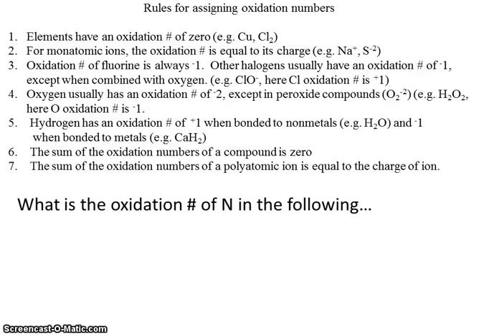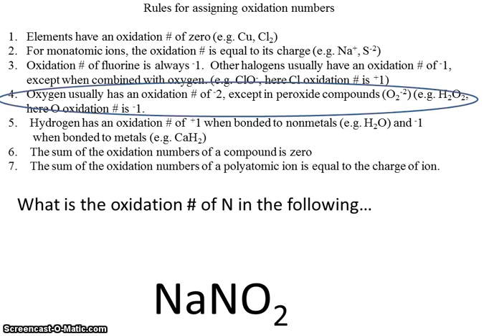In this video, we're going to continue our practice with assigning oxidation numbers. So what is the oxidation number of nitrogen in the following compound? Well, let's look at our rules. We know that oxygen usually has an oxidation number of -2, except in peroxide compounds. And as it turns out, we're not going to be even using any peroxide compounds this unit, so we can safely say that oxygen will have an oxidation number of -2.